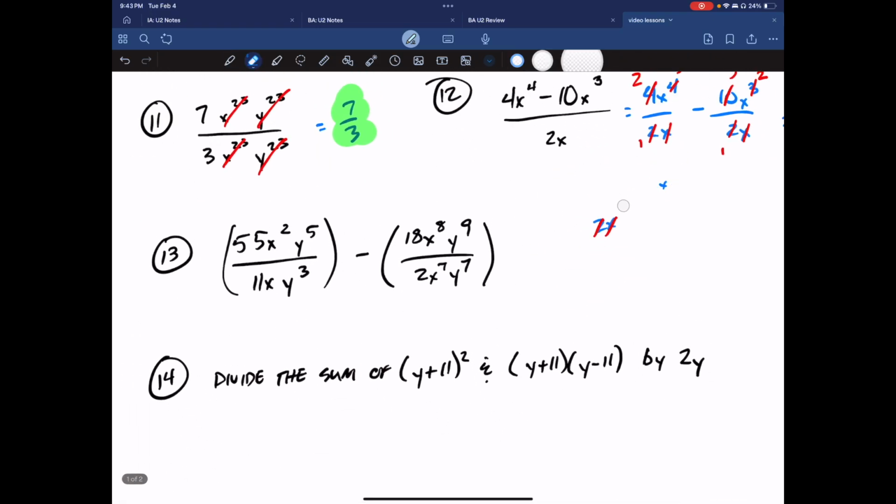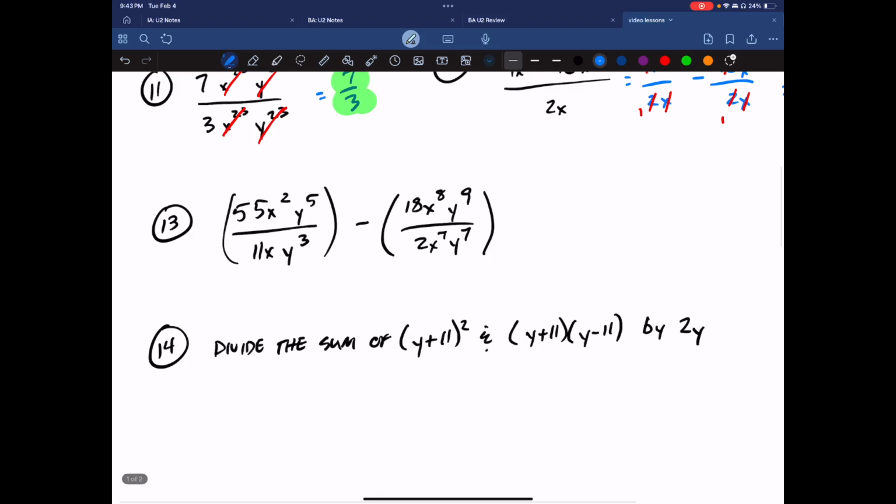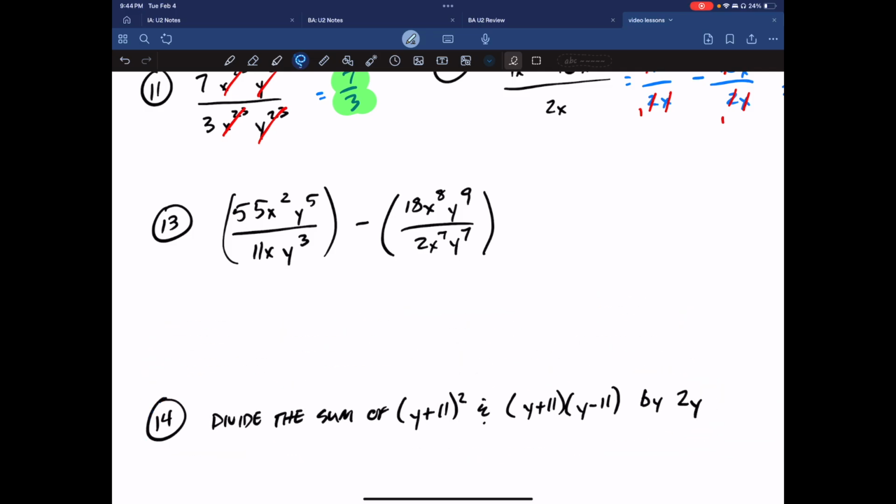All right, so 13. We have a lot going on here. You want to reduce first. So let's do this. What is 55 divided by 11? Well, it's 5. So we have 5. Then we have x squared over x, so that's going to be x here. Y fifth over y cubed, so that's going to be y squared.